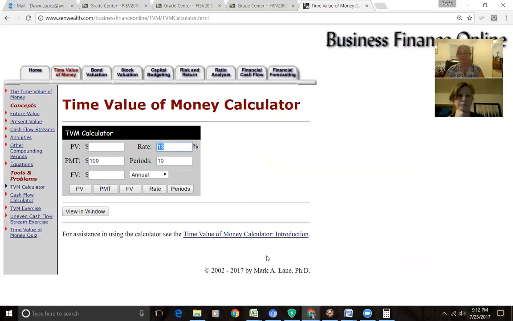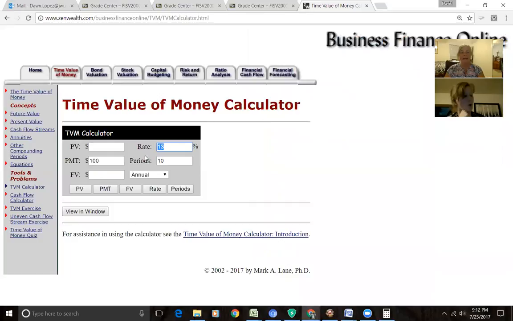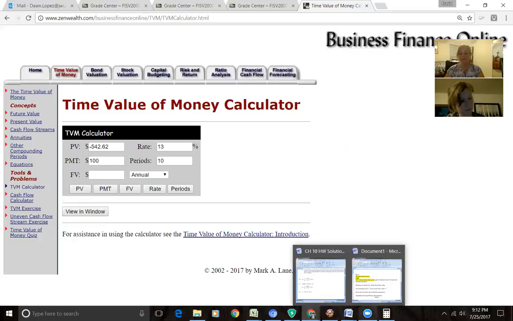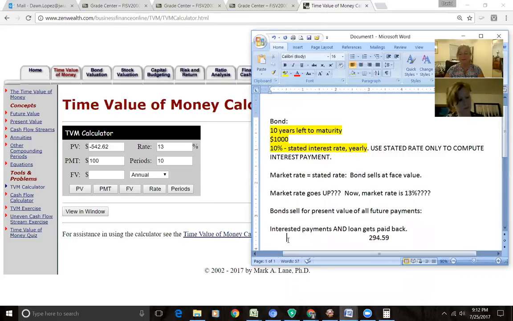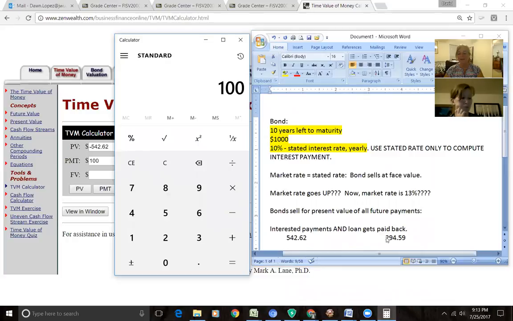And again, I'm going to use this 13% rate. Remember, the only time I use the stated rate is when I'm computing this $100. And so now I want to know, okay, what is the present value of that? And that's $542.62. So if a bond sells for the present value of all future payments, it's going to sell for this plus this, the $542.62 plus the $294.59.